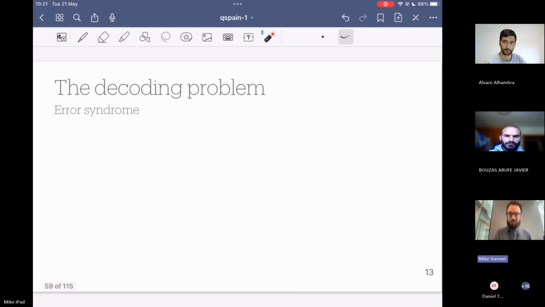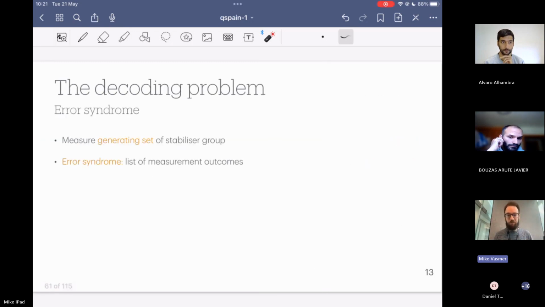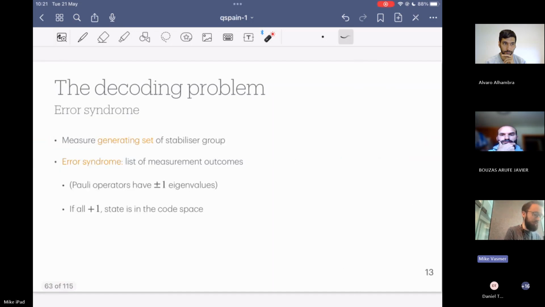So let's make this a bit more concrete. What we do with quantum error correction with the stabilizer code is we measure a generating set of the stabilizer group, and then the error syndrome is defined to be the list of the measurement outcomes. In the case when I have all +1 outcomes, that means I've just got an encoded state. But sometimes I will have -1 outcomes if errors have occurred, and this tells me some information about the errors.